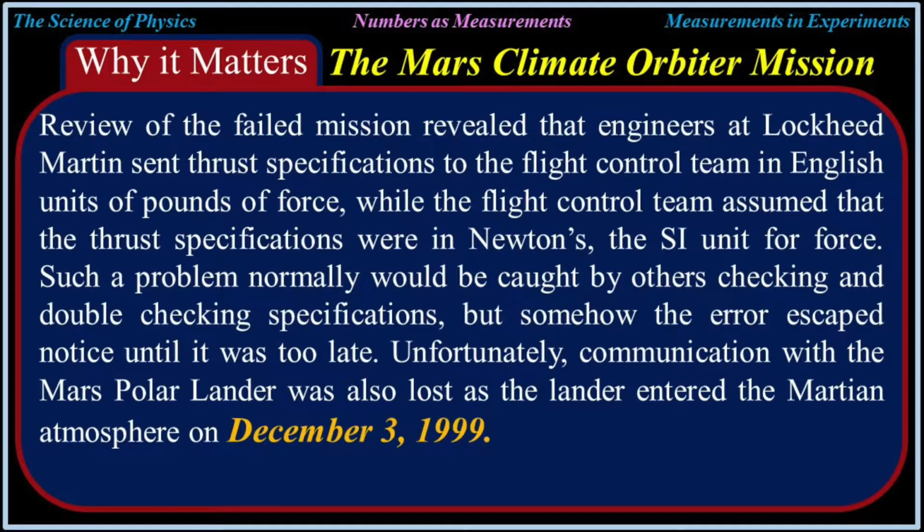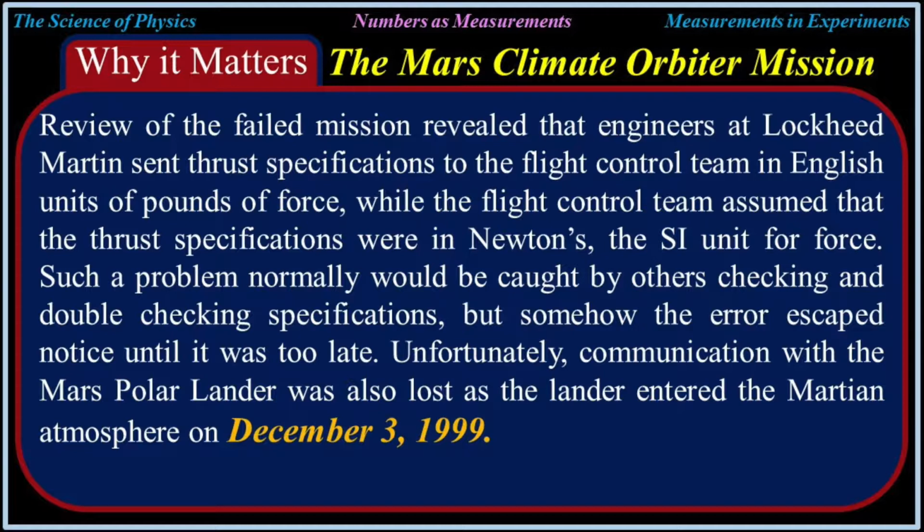Review of the failed mission revealed that engineers at Lockheed Martin sent thrust specifications to the flight control team in English units of pounds of force, while the flight control team assumed that the thrust specifications were in newtons, the SI unit of force. Such a problem normally would be caught by others checking and double-checking specifications, but somehow the error escaped notice until it was too late.